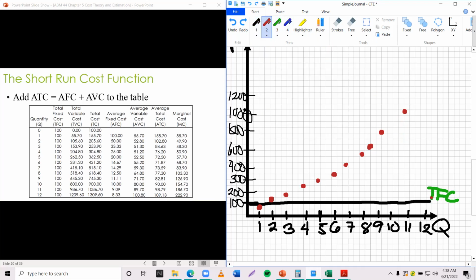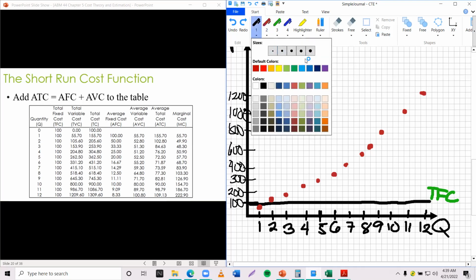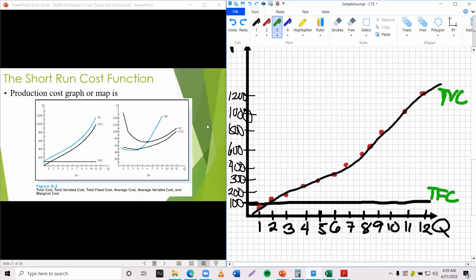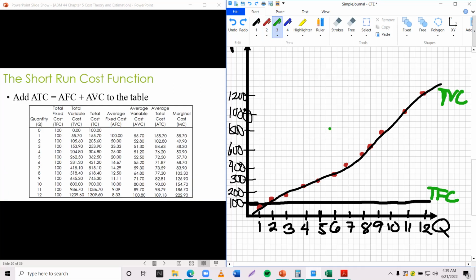And at quantity of 12, it would be at 1209. So it goes upward. That's it, this is actually how you are going to graph it. This is for our total variable cost, TVC. How about total cost? They are the same. You just need to plot it one by one.